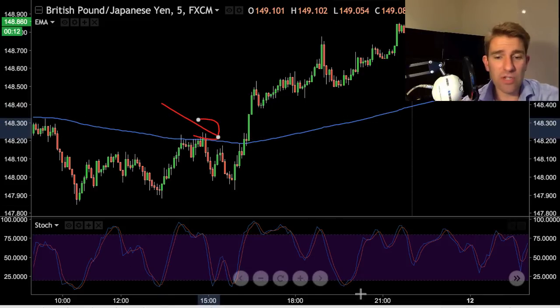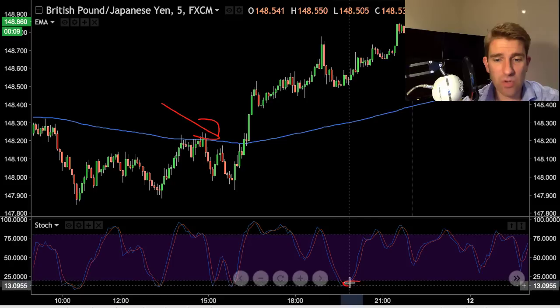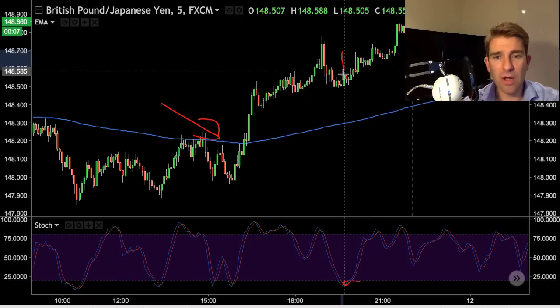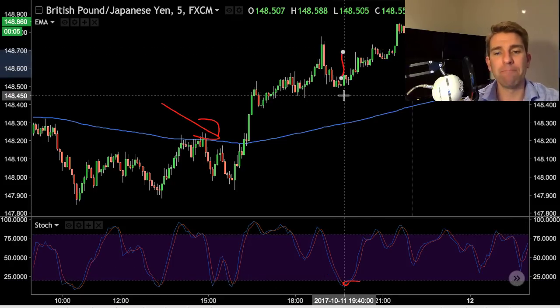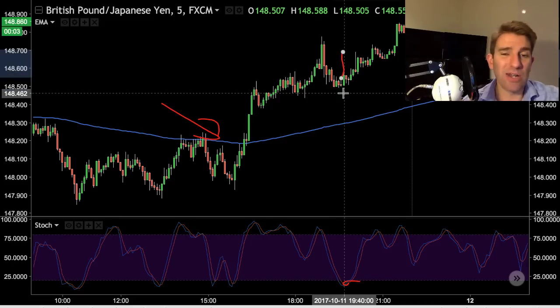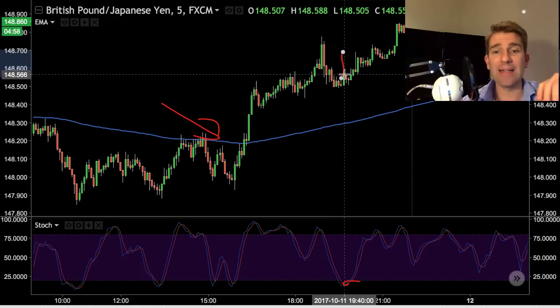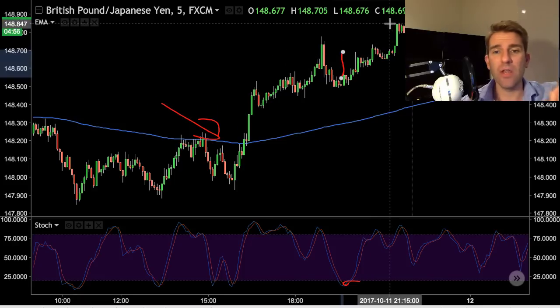And we get an oversold condition coming down here with the stochastics. They start to turn up, so we're long about this candle here. And what is that? Let's look at it for the sake of it. It closes 148.56, and that's giving us probably a 10, 15 pip profit.